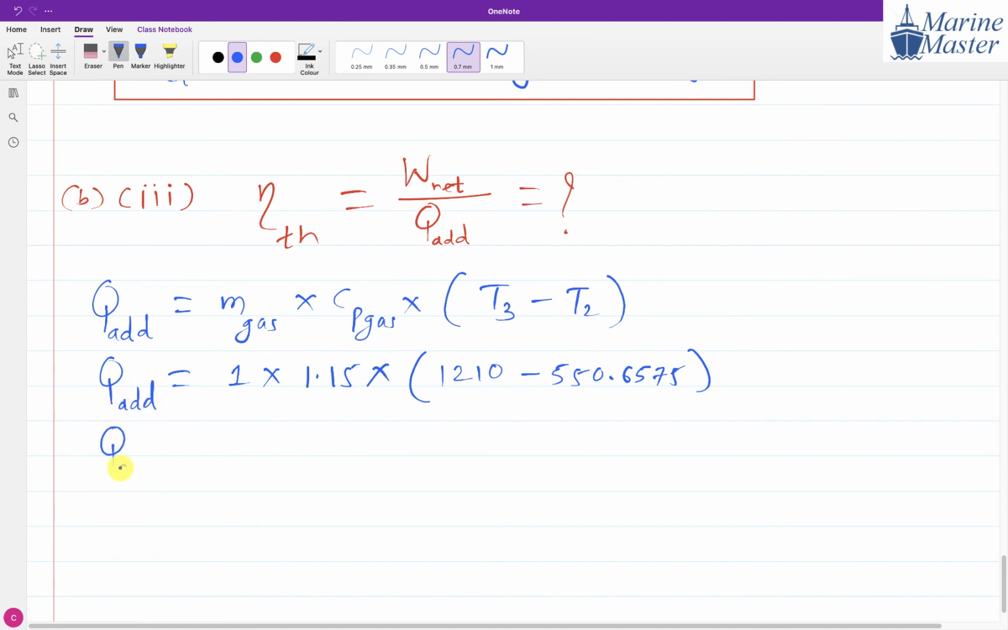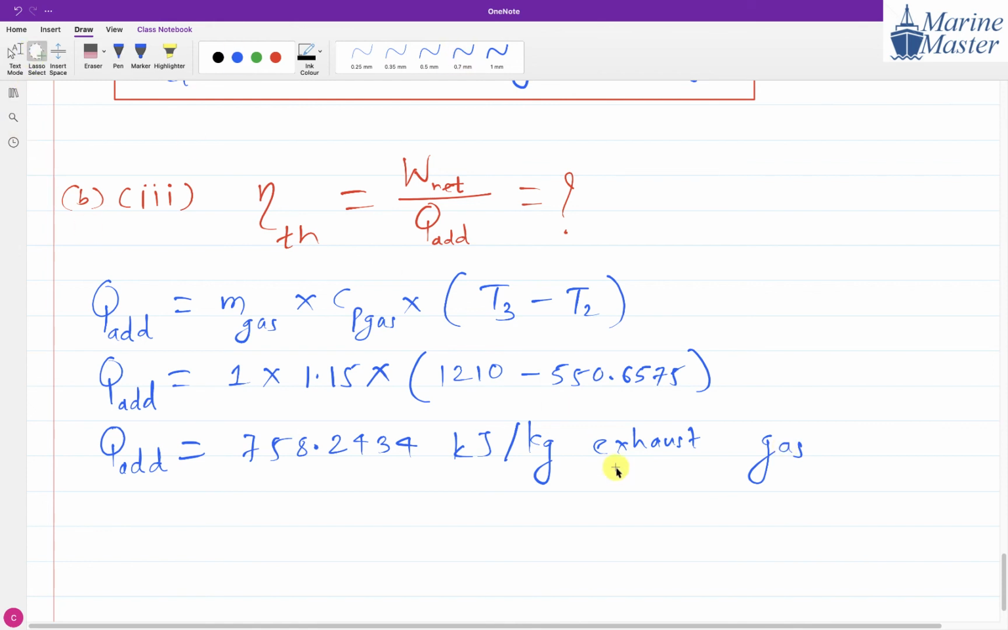Now we will get the value of Q addition. Please everyone do the calculation with me and try to get the value of Q addition. So 1 into 1.15 into, in bracket, 1210 minus 550.6575, bracket complete, and we will get Q addition: 758.2438 kilojoule per kg of exhaust gas. So here we got the heat addition.